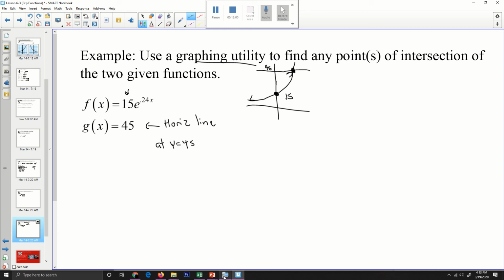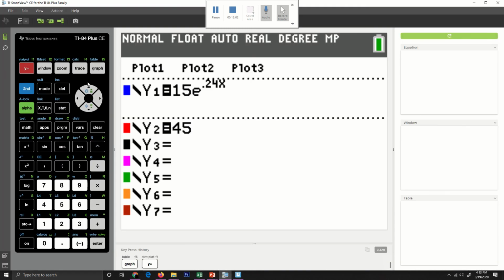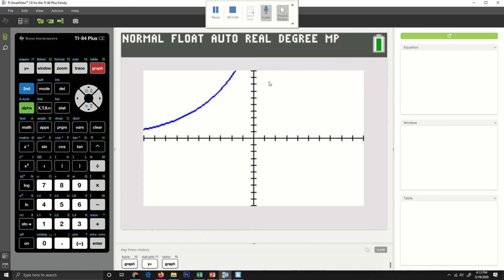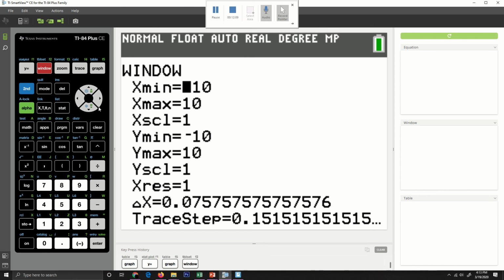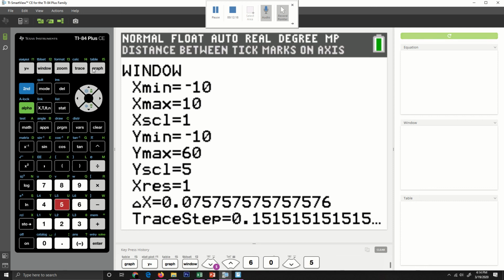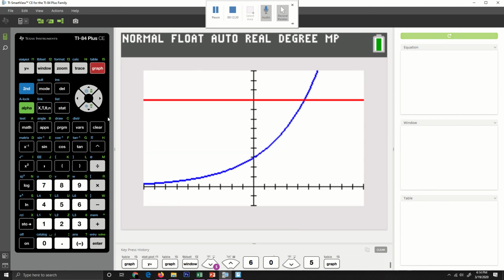All right. So I look at my graph. I think it's very likely I don't have to change my x's, but definitely have to change my y's. I'm going to change my y maximum. I'm going to put that up to 60 just so I can see it. And we'll go by 5s and we'll hit graph here. And look at that. Lo and behold, there is our graph.